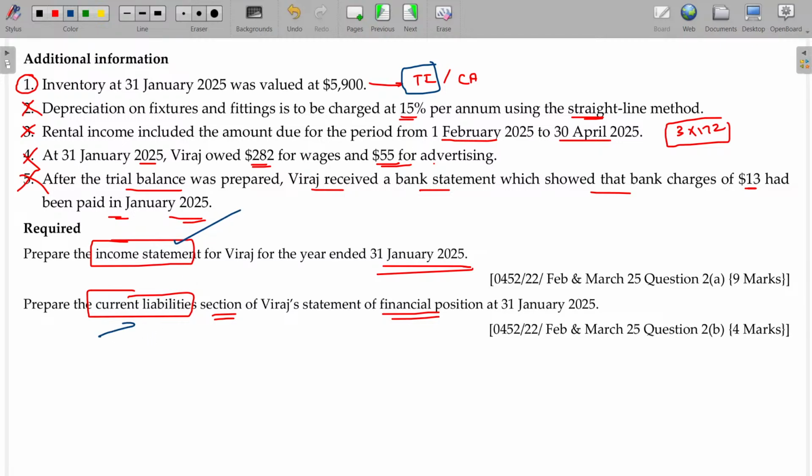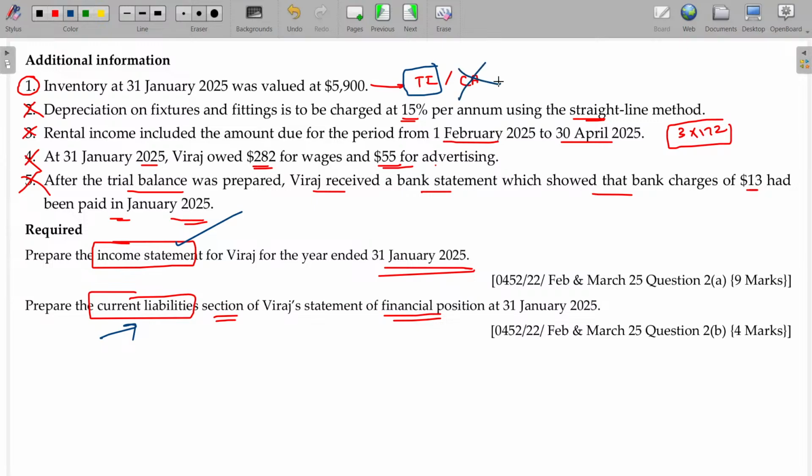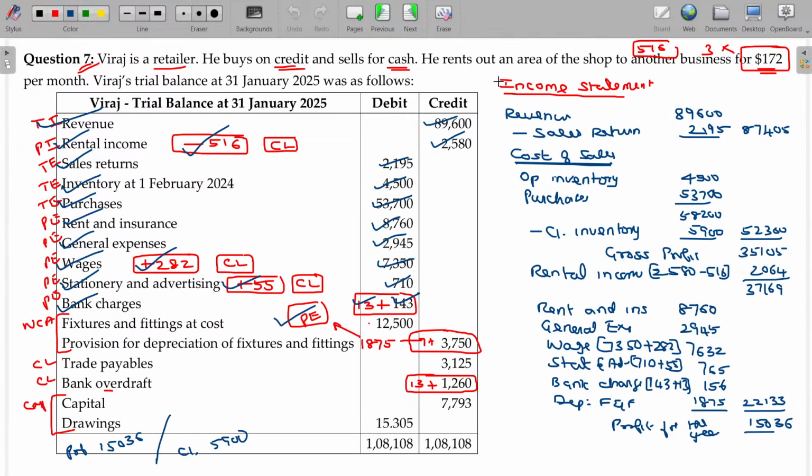Now we have to prepare only the current liability section for your examination. But anyhow, I will prepare the financial position statement completely. Better you know the capital balance. So the current year profit being 15,036 and closing inventory being 5,900 to be posted. So now from this trial balance I am going to prepare the financial position statement. If you are clear with this, let me know so that I will directly go for the preparation of the financial position statement.